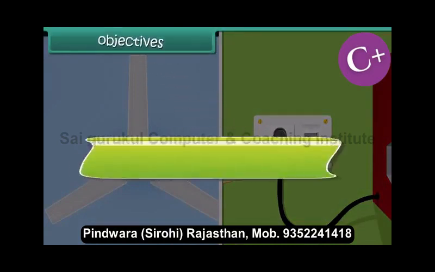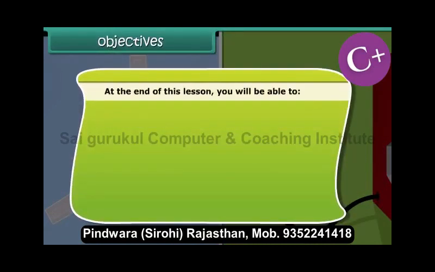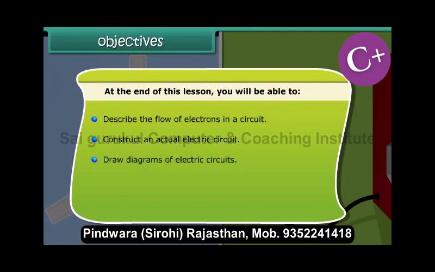Objectives. At the end of this lesson, you will be able to describe the flow of electrons in a circuit, construct an actual electric circuit, draw diagrams of electric circuits, and explain the path of an electric circuit.